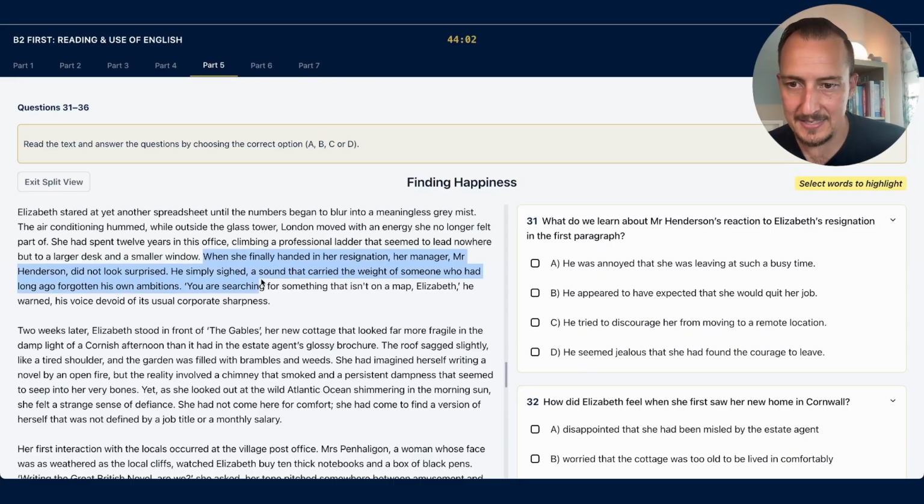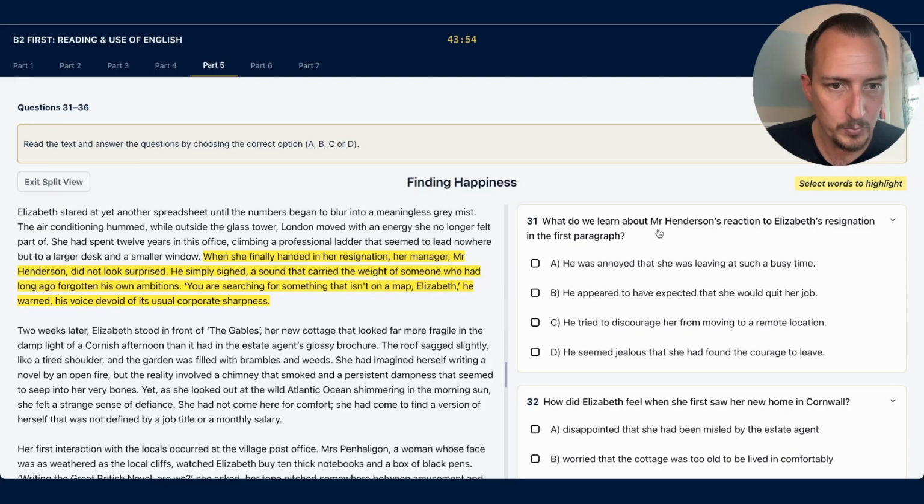Henderson. Okay, so let's remember in part 5, you can highlight as well. It's really useful, as we'll see here. So this looks to be the relevant bit. So what do we want to find out? What do we learn about Mr. Henderson's reaction to Elizabeth's resignation? So, okay, feelings here. He was annoyed. He appeared to have expected that she would quit her job. He tried to discourage her from moving to a remote location. So discourage means don't encourage, basically saying don't do that. He seemed jealous that she had found the courage to leave.